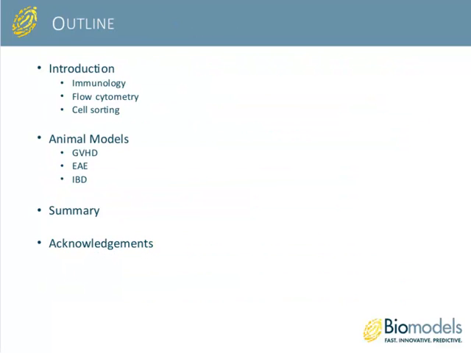Here's a little outline of the talk I'm going to give today. First of all, I'm going to do an introduction and focus on what is immunology, flow cytometry, and cell sorting. And then I'm going to talk about three of the models that we run here, GVHD, EAE, and IBD. And then I'm just going to do a summary and some acknowledgements at the end.